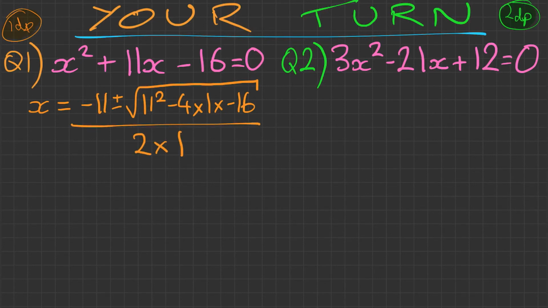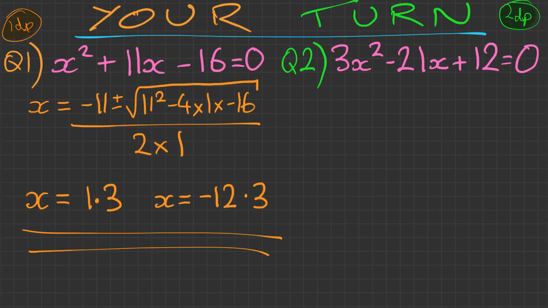Enter them into your calculator, so you'll be left with the solutions of x equals 1.3007, so 1.3 to 1 decimal place, and x equals minus 12.3007 or minus 12.3 to 1 decimal place. So there are our two solutions for the first question.